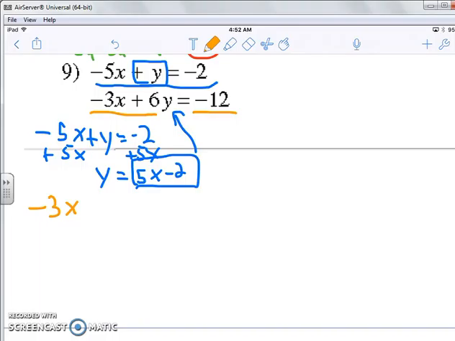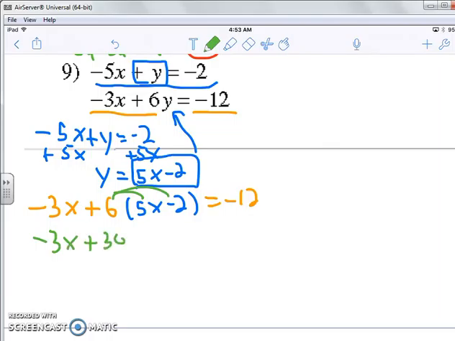So we start with negative 3x plus 6, and in place of y, we're going to put 5x minus 2. I put parentheses because we're going to distribute that 6, that's important, equals negative 12. Now I'm going to distribute the 6, so the negative 3x doesn't change. 6 times 5 is 30x. 6 times negative 2 is negative 12, equals negative 12.